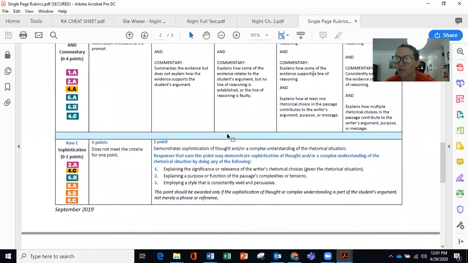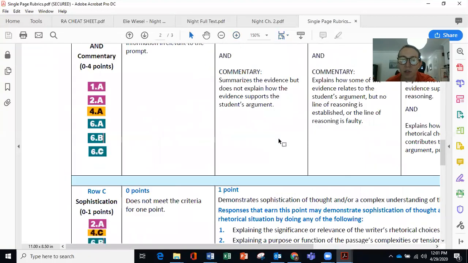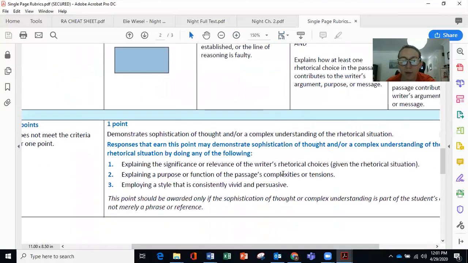Remember the first rubric that we went over last semester, I think it had 6 ways to get sophistication, but then the College Board changed it. And now there are 3 ways to get sophistication points on the rhetorical analysis essay. I will just zoom in on these really quick so we can look at them a little more closely. The first way is to explain the significance or relevance of the writer's rhetorical choices given the rhetorical situation.